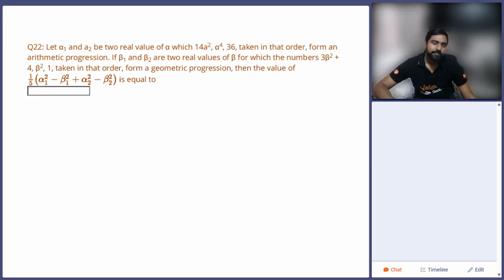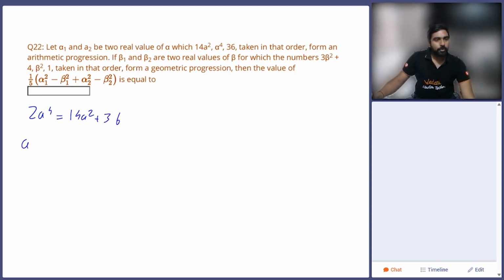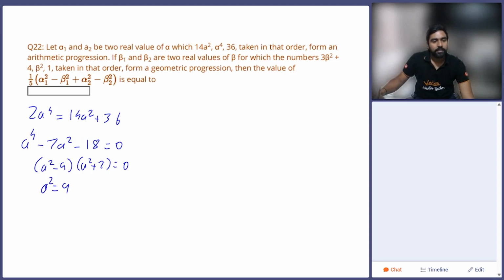Moving on. Alpha 1 and alpha 2 are two real values of a, for which 14, 14a^2, a^4 + 16 is an arithmetic progression. So I have 2a^2 = 14 + a^4 + 16... basically a^4 - 7a^2 - 18 = 0. So that's (a^2 - 9)(a^2 + 2) = 0. So you have a^2 = 9.